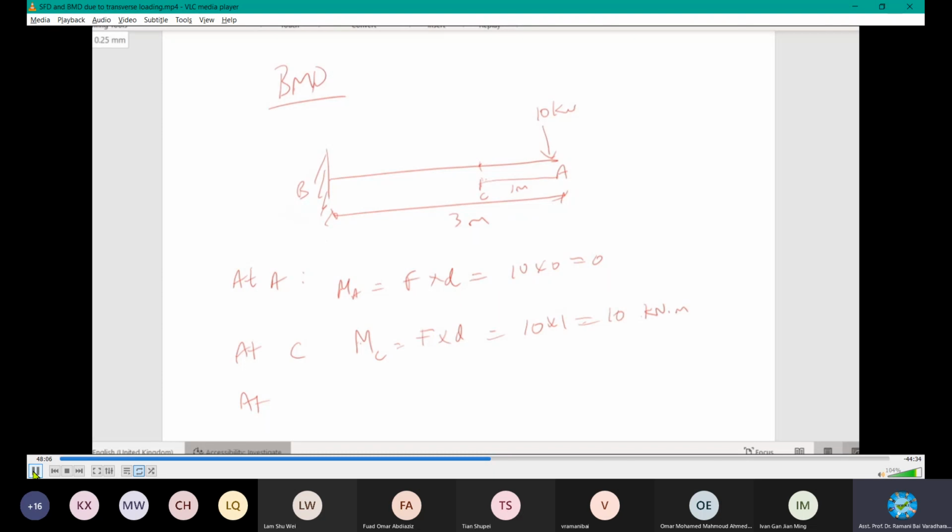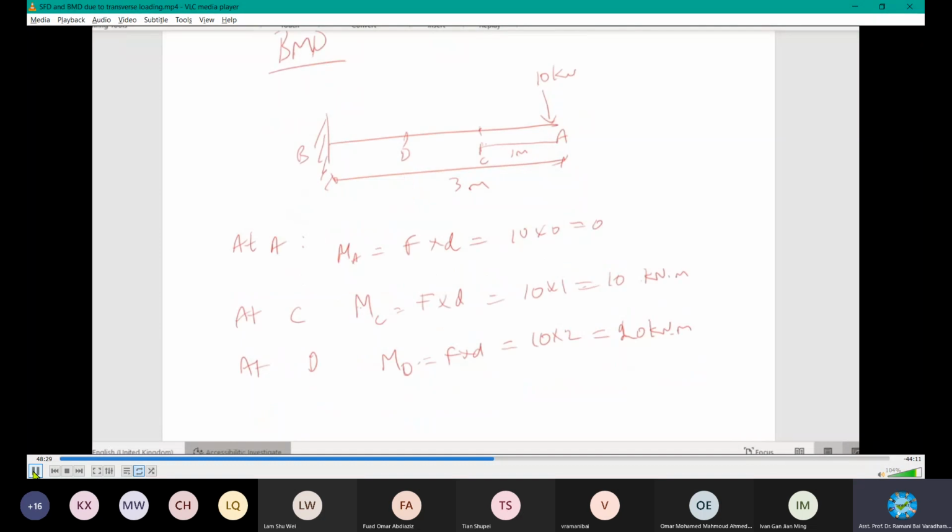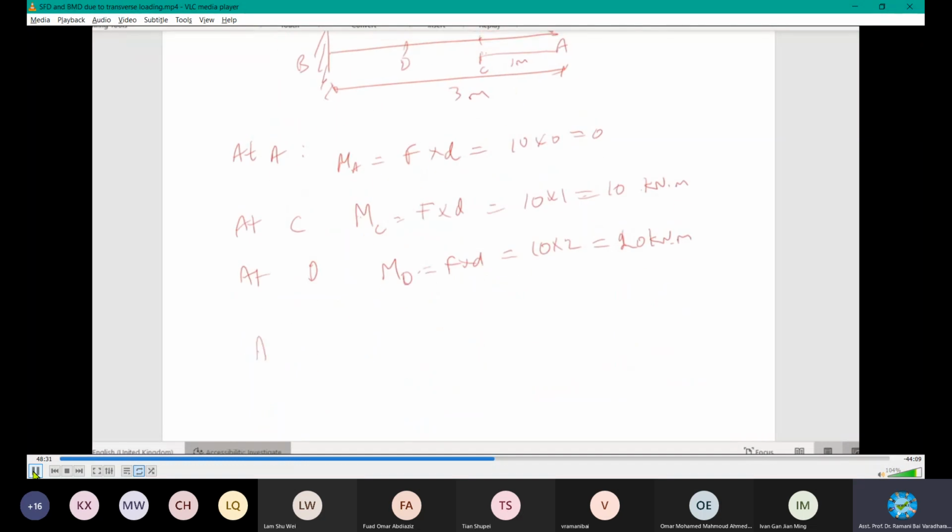And then if it is at 2 meter, it will be 20 because it's adding, right? It means it's increasing. But I will write and see. At D, MD is equal to, for example, although the value is not given, for your understanding, we are doing this one graphical way. It will be 20 kilonewton meter. And then moving on, at B, it will be again F into D, which is 10 times 3, it will be 30 kilonewton meter.